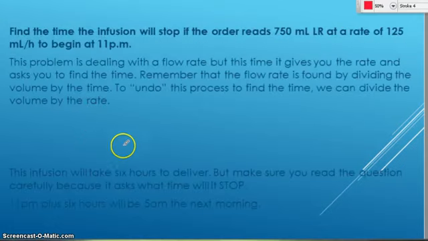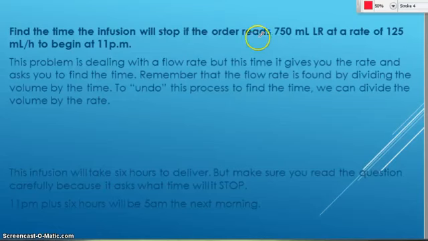Here's another one. This time we want to figure out how long it's going to take for this to be used up. We want to find the actual time the infusion will stop. The main reason is if the doctor wants us to pick up and do something different, or to start another infusion of the same type when this one ends, we need to know when that time will be. So that's why we want to look for the time and then figure out what time of day we would need to be ready to prepare a new one.